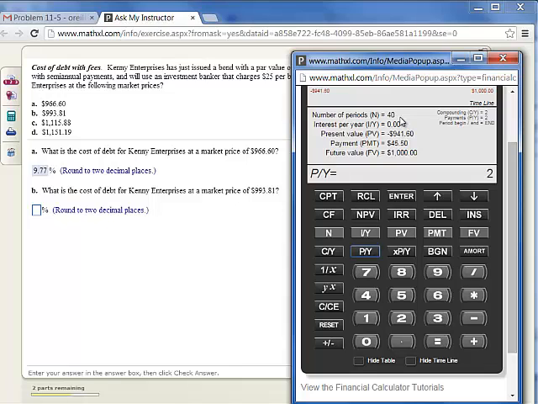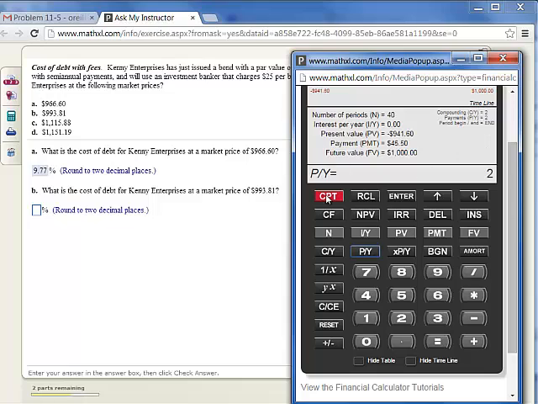40 periods, 20 years times 2. Present value, that is the market price minus the $25 fee. Payment, that is the par value times the annual interest rate divided by 2 for semi-annual payments. Future value, that's the par value of the bond that will be paid out at the end. Very important to get these compounds per year and payments per year set.